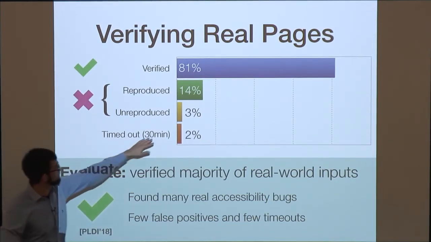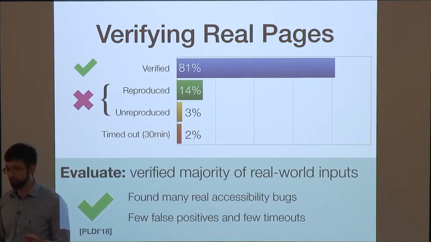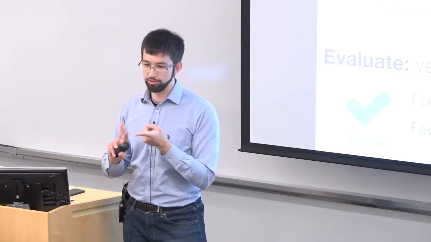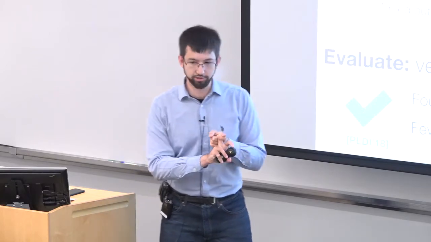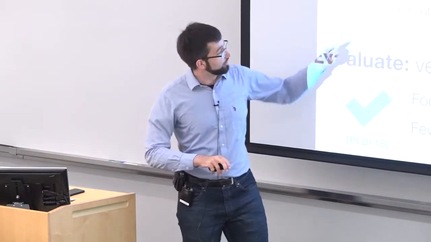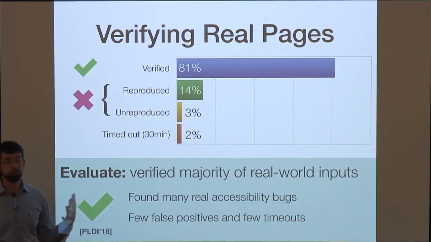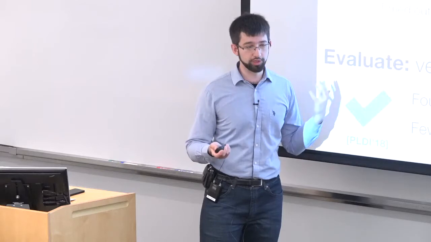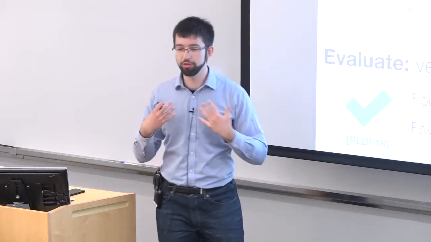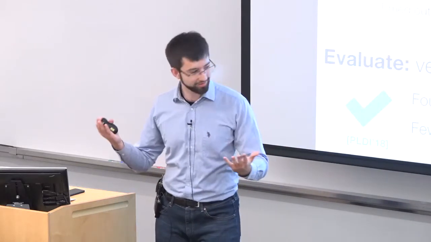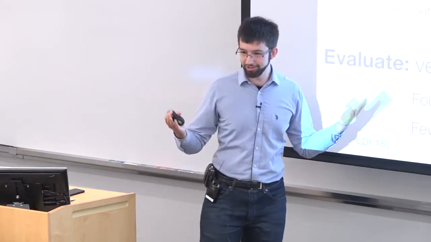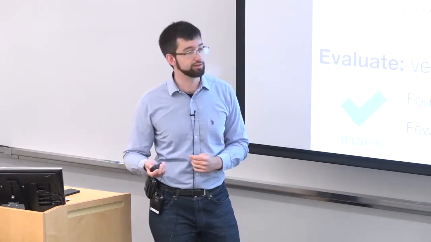There's only a small number that either we couldn't reproduce because real browsers don't do this, or maybe Safari does this and we didn't have access to Safari, or it timed out. So that's a fairly small portion of the overall set. So this is pretty good. We now have a practical tool we can apply to real web pages that people other than me wrote. You know, some evaluations are. But these are real world web pages that we can verify real accessibility properties of.